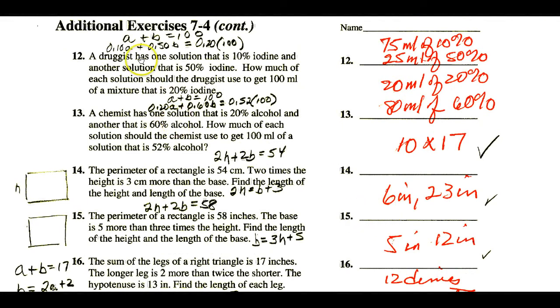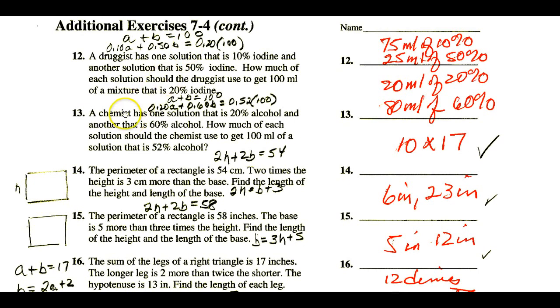Okay, going over these quickly, although not too quickly. A druggist has one solution that is 10%, another that is 50%. They want to get something in the middle. And how much do they want to get? 100. So A plus B equals 100. So 10% of the A, 50% of the B will give us a mixture, 20% of 100. There are your two equations.